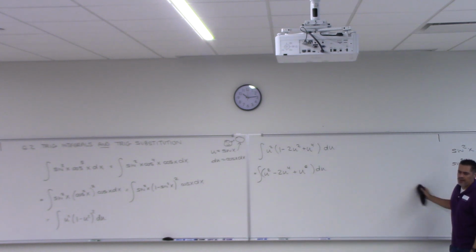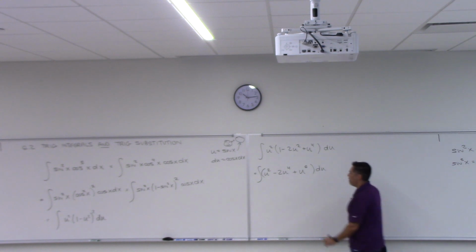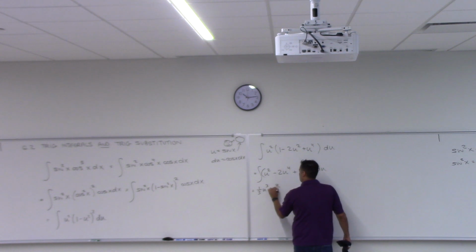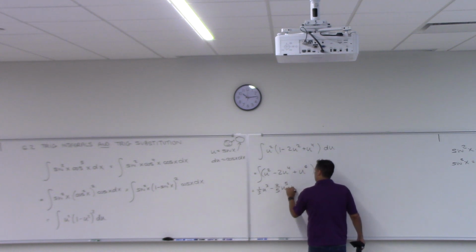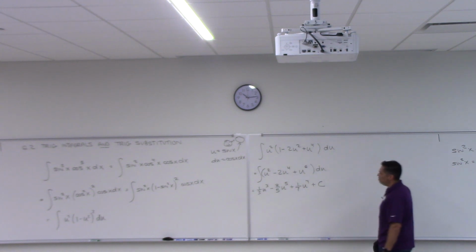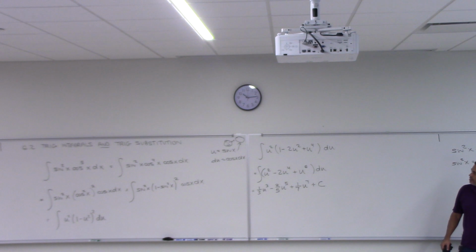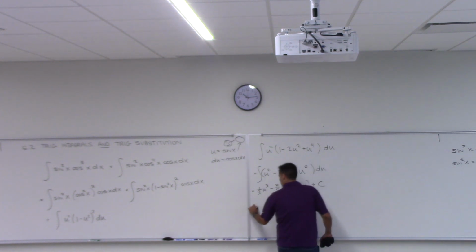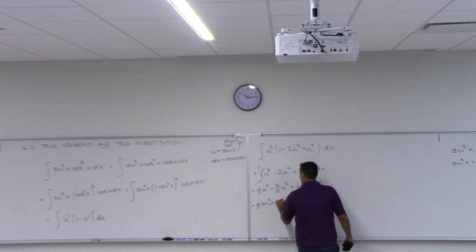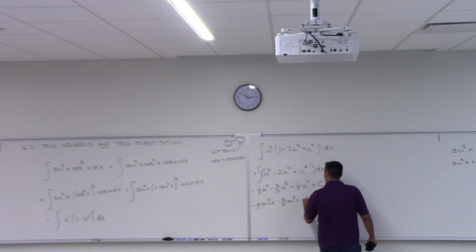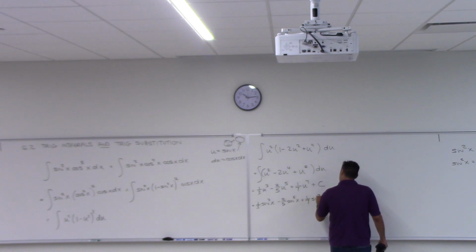And now you're there. Just do each one of these. 1/3 u cubed minus 2/5 u to the fifth plus 1/7 u to the seventh plus c. That's just power rule. And replace all your u's with sine. We're done. 1/3 sine cubed x minus 2/5 sine to the fifth x plus 1/7 sine to the seventh x plus c.